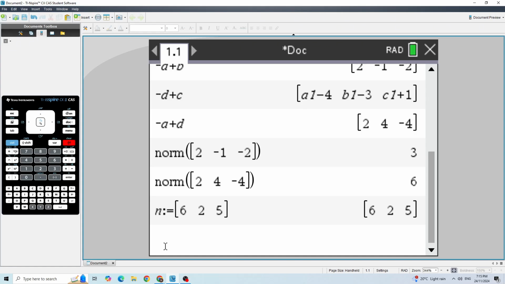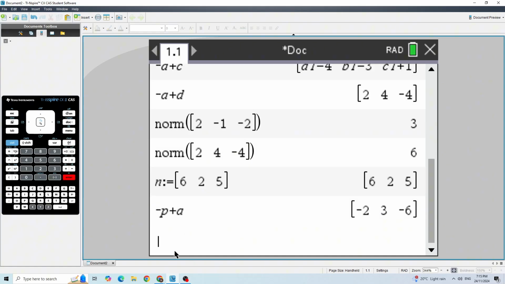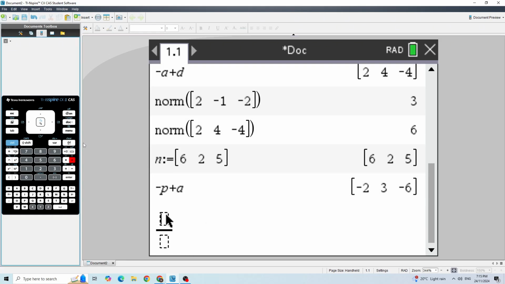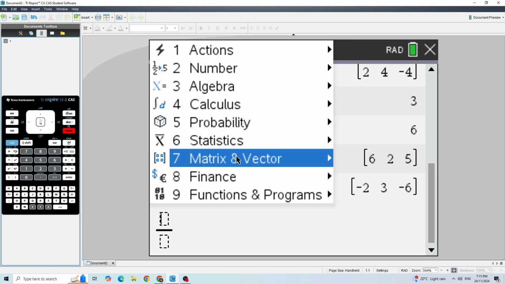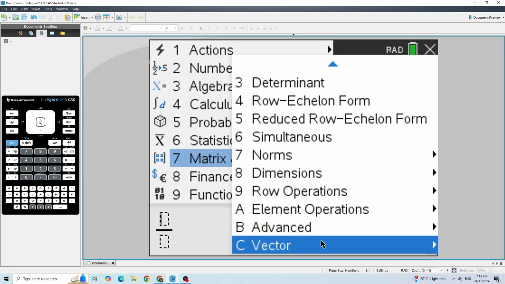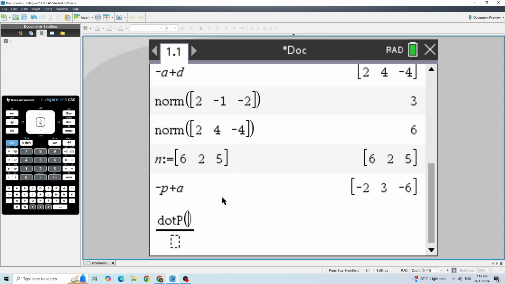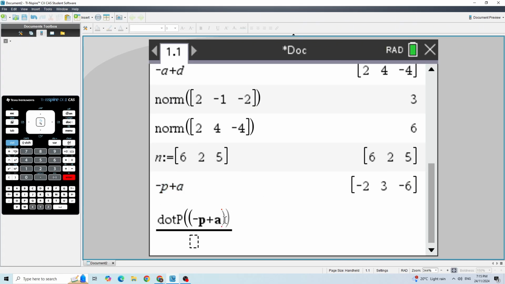So remember, what is PA? PA is just negative P plus A. That's what PA is. So we're trying to find the dot product of the vectors, negative PA, comma, n. And then we're going to divide by the absolute value of n, which is not n.